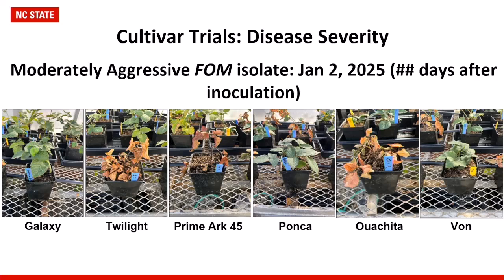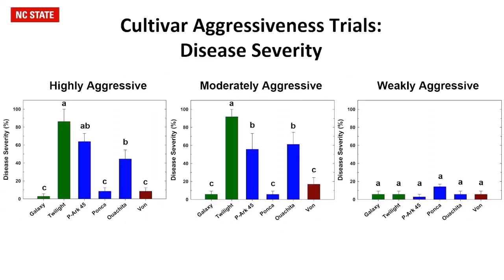So you can see here, this is the moderately aggressive isolate, almost 2 months after we inoculated. Okay, so we've got Galaxy and Twilight, both from the Oregon breeding program. We've got Primark, Ponca, and Wachita from Arkansas, and you've got Vaughn here. So it's quite clear already how these are going to start to separate out as far as susceptibility goes. Okay. Proof is in the pudding. Again, this is just looking at one snapshot.